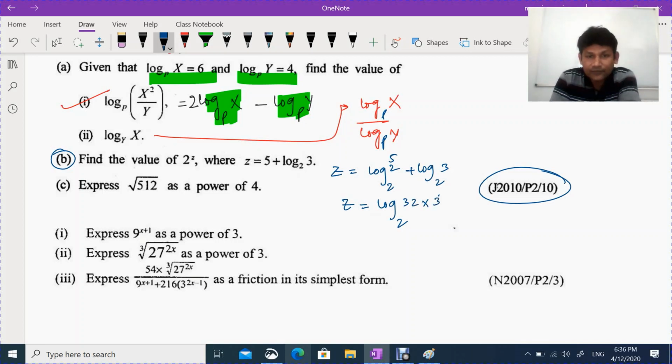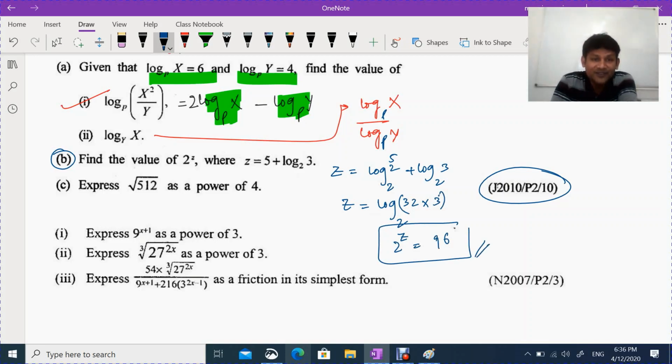3. Then in index form, 2 power z is equal to what? 32, 3 to the 6, and 3 to the 96, and that's your answer. This is also a way, students, you can do it like this.